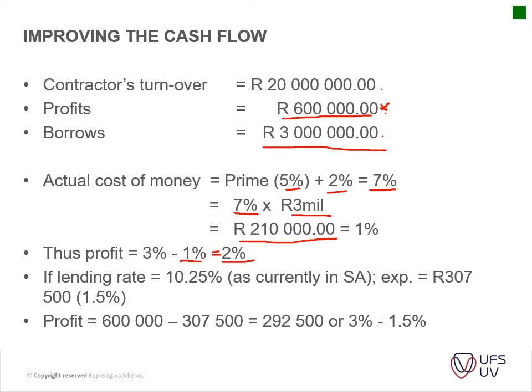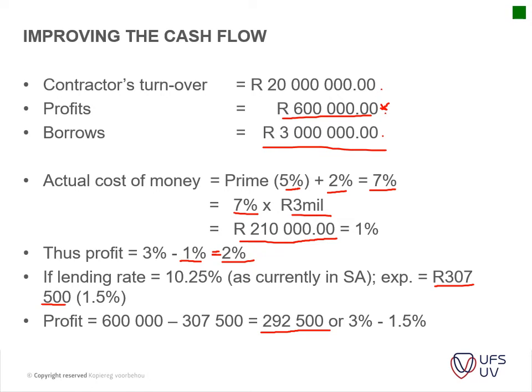Let's have a look at what the current rate is in South Africa. 10.25 is the lending rate, which amounts to 307,500 rand, which then leaves you with only 292,000 rand of profit, or 3% minus that 1.5. So it's another 0.5% that you add to the amount that's actually subtracted from your profit.